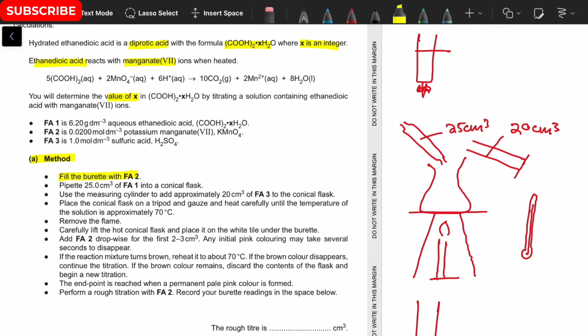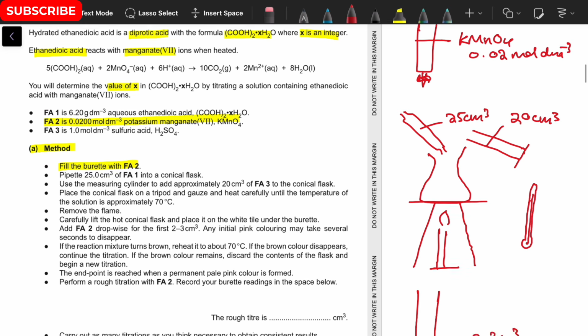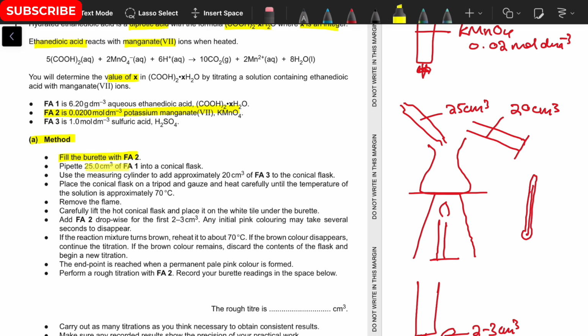Fill the burette with Fa2. Our Fa2 here is our potassium manganate, right? And it's of 0.02 moles per decimeters cubed, okay? It then says to pipette 25 centimeters cubed of Fa1 into a conical flask. Our Fa1 is our ethanoic acid. So I'll just write the formula, COOH 2.XH2, and 25 centimeters cubed of that into our conical flask, okay?